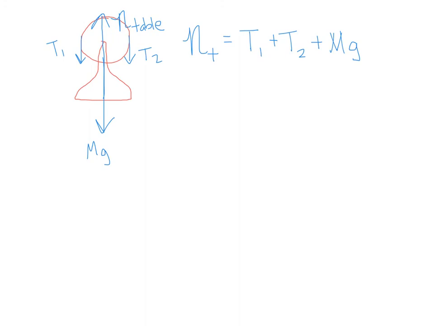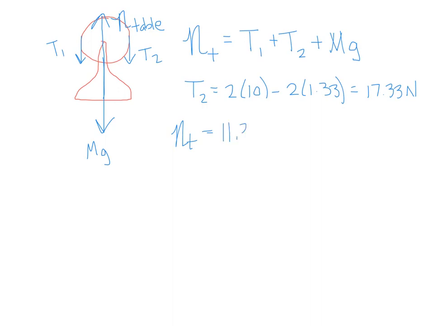We solved for T1 on the previous page. We also had an equation for T2, so we're going to go ahead and solve for that now. When we do that, T2 is going to equal M2G minus M2A, which comes out to 17.33 newtons. So the normal force from the table has to equal the 11.33 newtons for T1 plus the 17.33 newtons for T2 plus another 80 newtons for the 8 kilograms total for the stand and the wheel. So the normal force from the table will then have to equal 108.67 newtons.